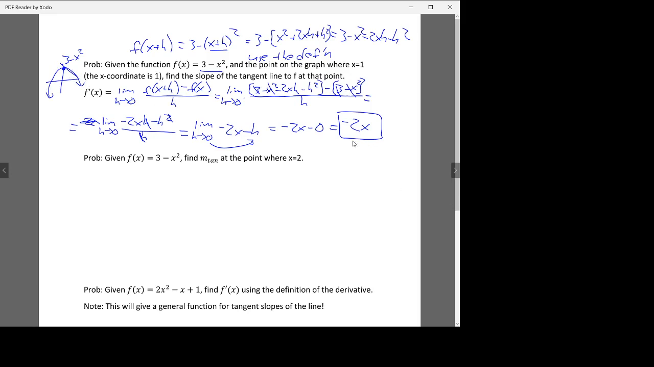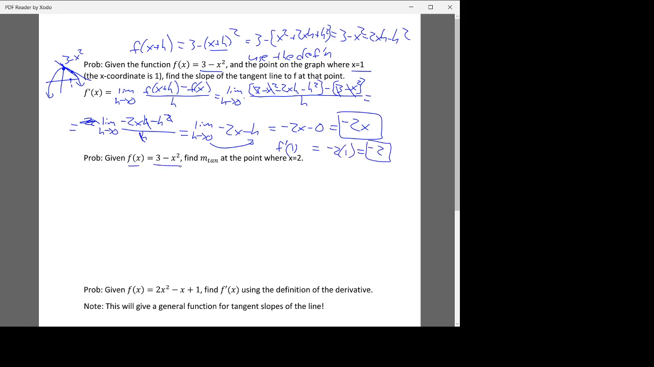Oh, it says x is 1 here too. So it wants the slope where x is 1. So here's where x is 1. We're going to want the slope of the line where x is 1. Well, we just plug it in. f prime of 1 is minus 2 times 1. So minus 2. We know the slope of that line. It's amazing. And here's another problem.